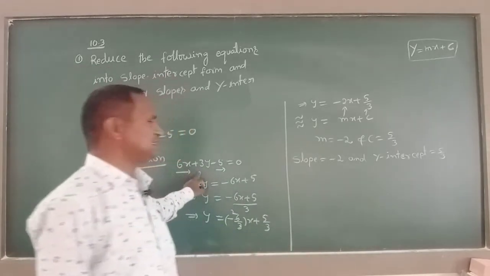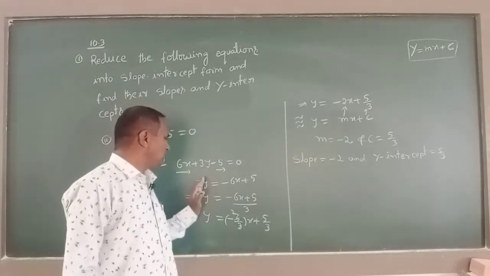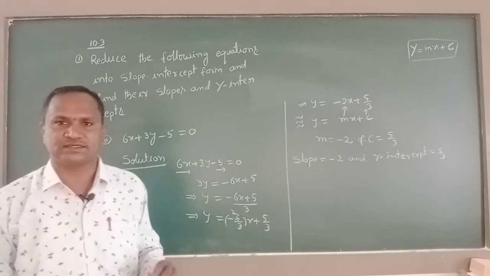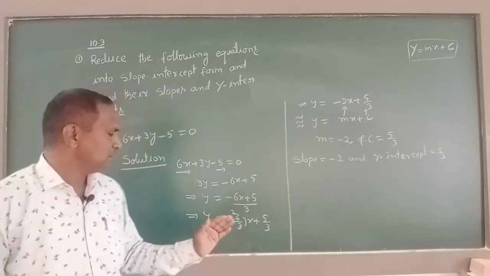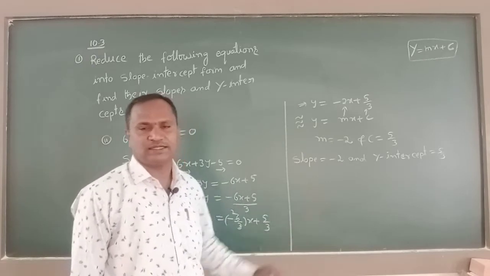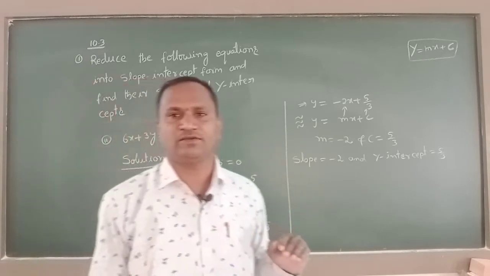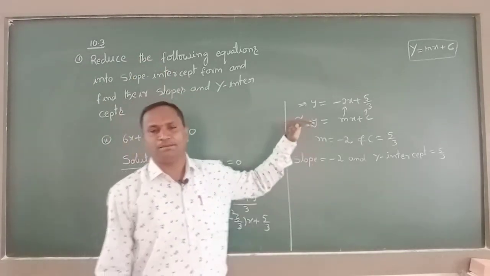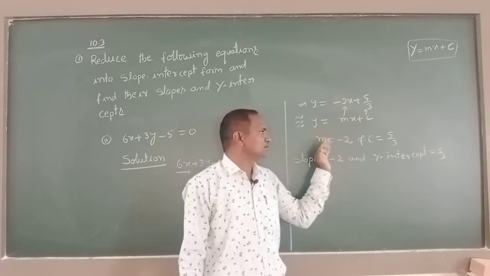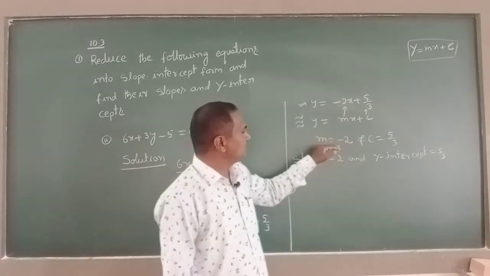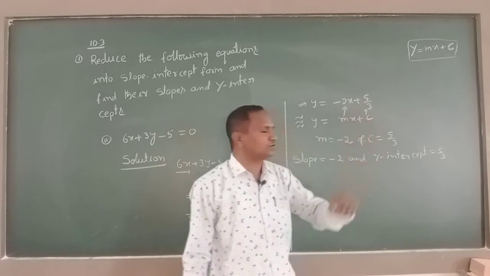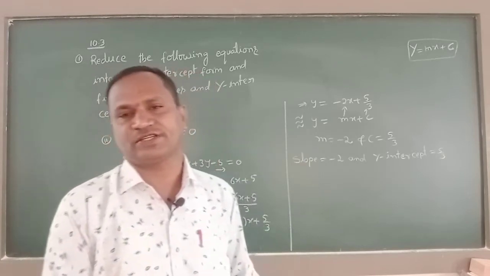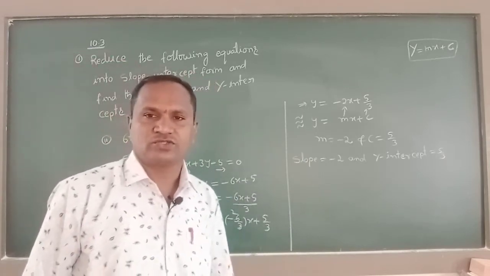They gave 6x plus 3y minus 5 is equal to 0. And we converted it like this: 3y is equal to minus 6x plus 5, y is equal to minus 6x plus 5 whole divided by 3. Separating them with the help of the denominator and getting the cancellations, finally you get y is equal to minus 2x plus 5 by 3. At the same time, we compare with the slope y-intercept form y is equal to mx plus c, then you get m is equal to minus 2 and c is equal to 5 by 3. That's all for this question. Like that, we gave the solution for this question. Now let us solve another question.